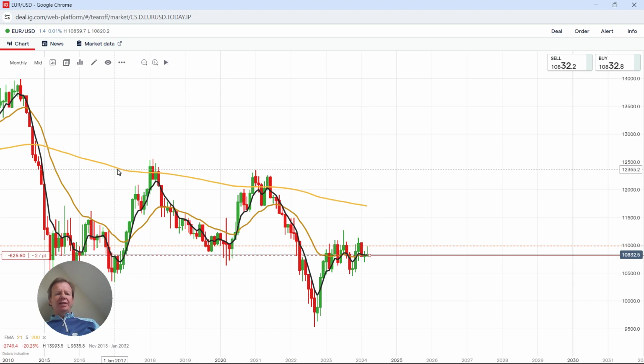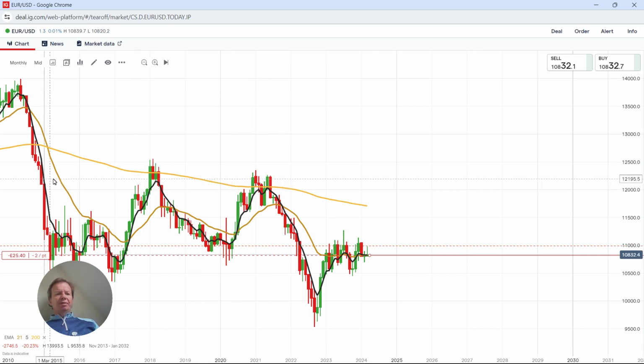The yellow line there is the 200 moving average, which a lot of traders use as a long-term moving average indicator. Normally when the price goes below that, it's on a downward trend, which is what it indicates here. The price has crept up just about a couple of times here.